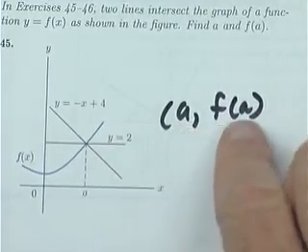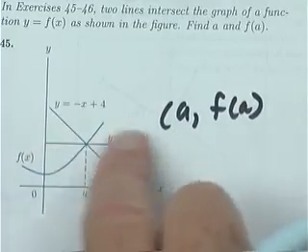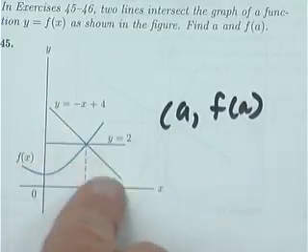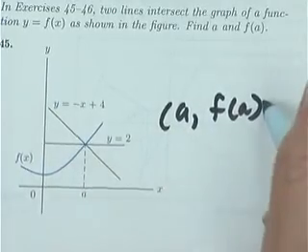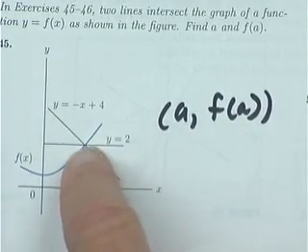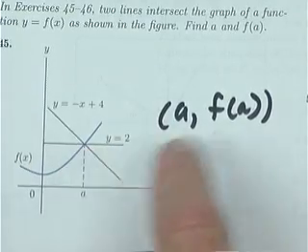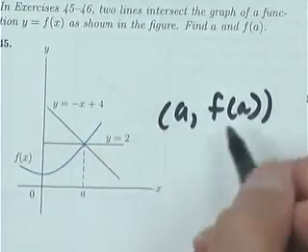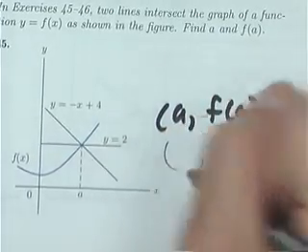I'm looking for an x value and a y value, and I know this line is y equals 2, and this line is y equals minus x plus 4. So do I immediately know part of my answer already? Yeah, this line and this line are intersecting at y equal to 2, so I already know my f of a, my y value here, has to be 2.